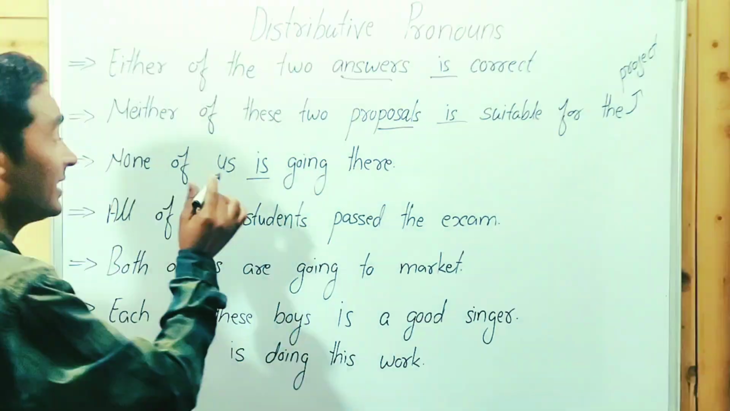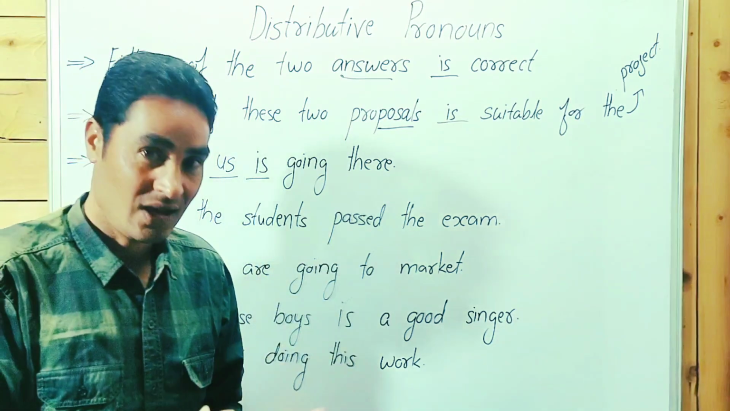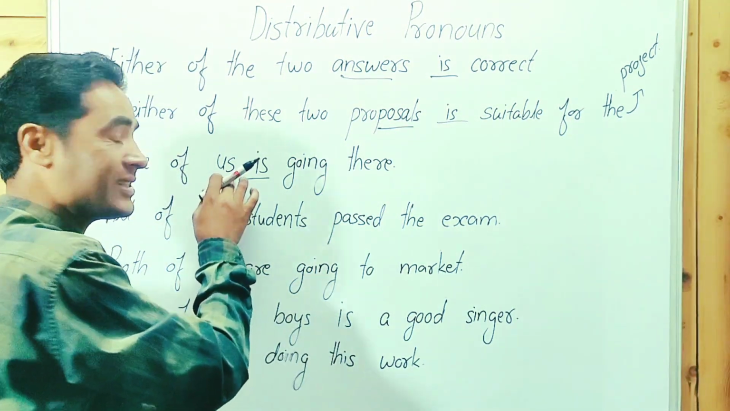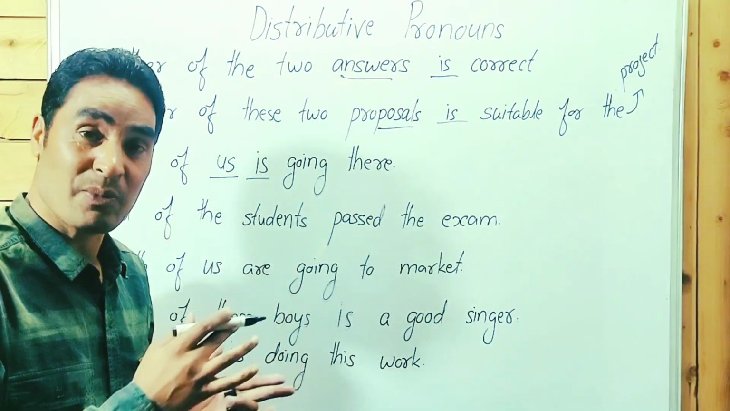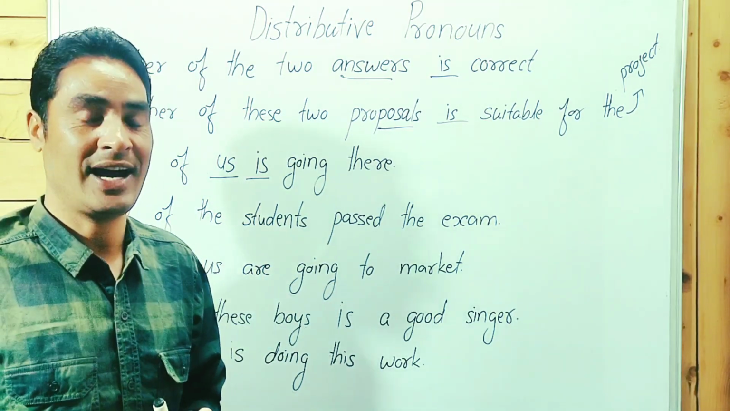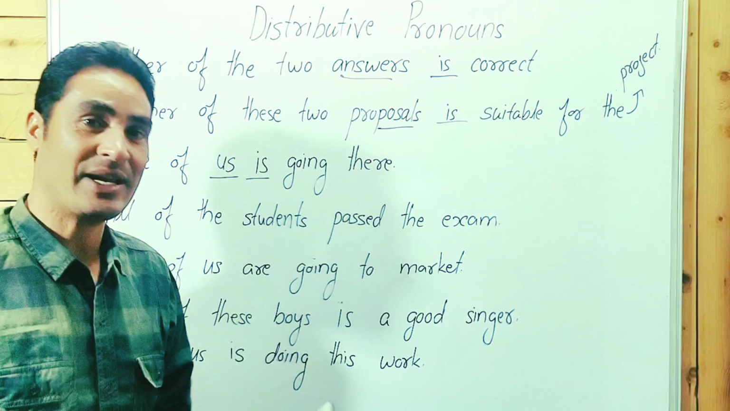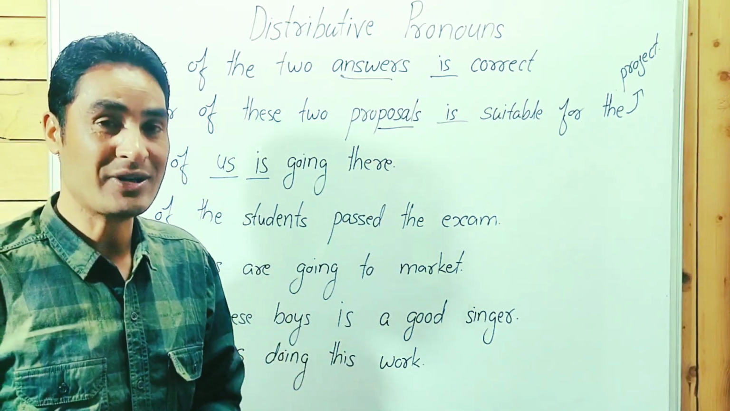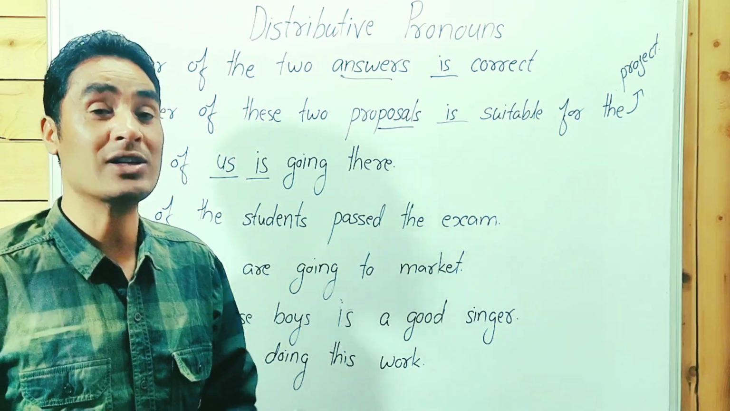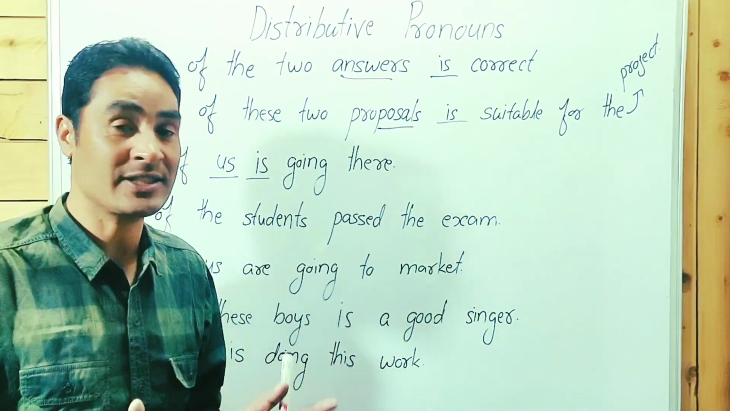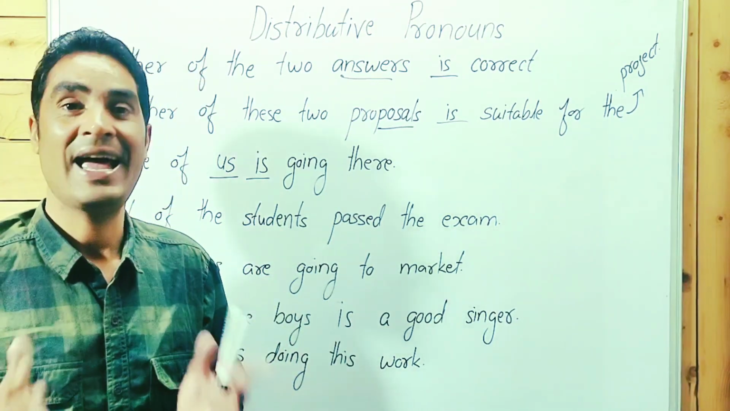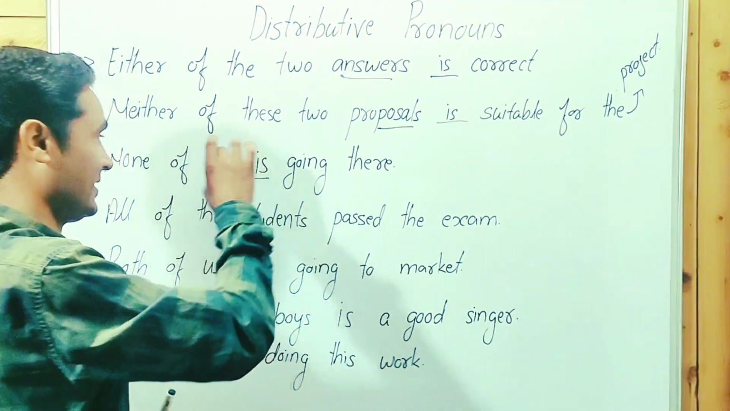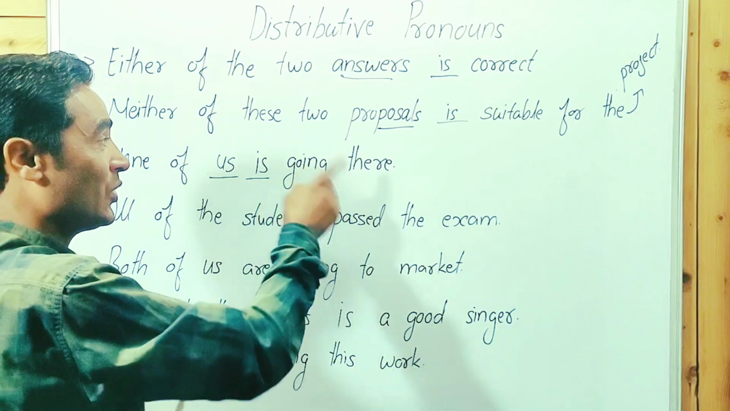None of us: us is a pronoun, not a noun. It's the objective case of the pronoun. I hope you know about pronouns, subjective case, objective case, and possessive case. If you don't, please go to the description and watch videos about the personal pronoun and its cases. None of us: us is over here the objective case, a plural pronoun, and the verb is singular.